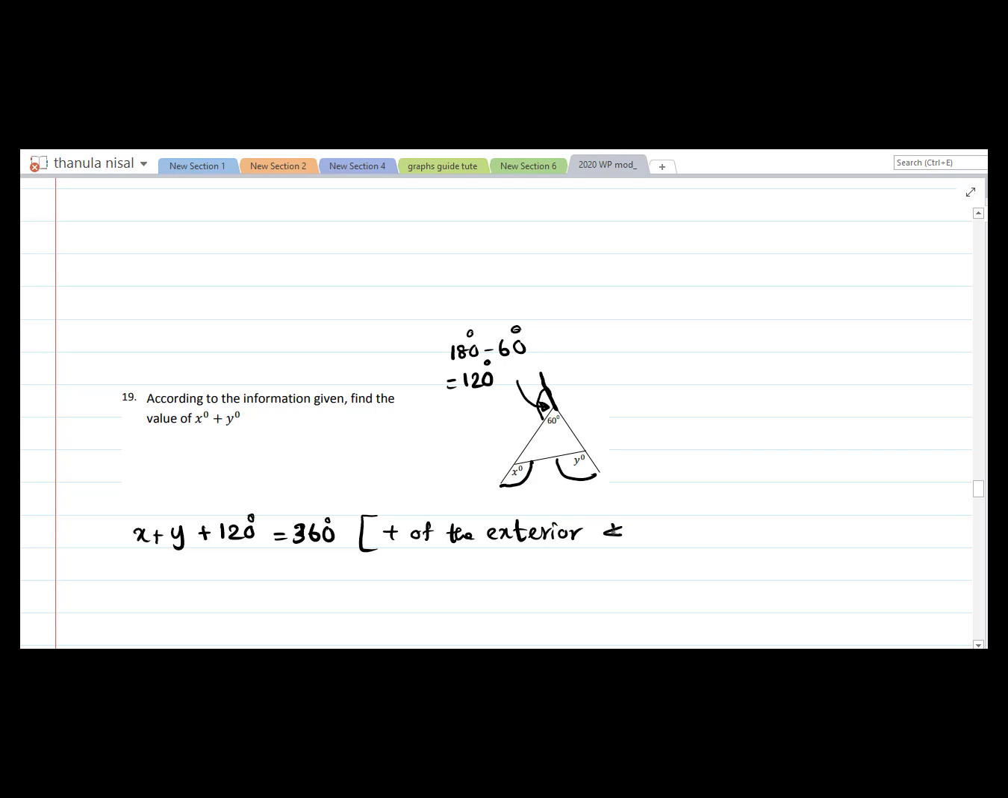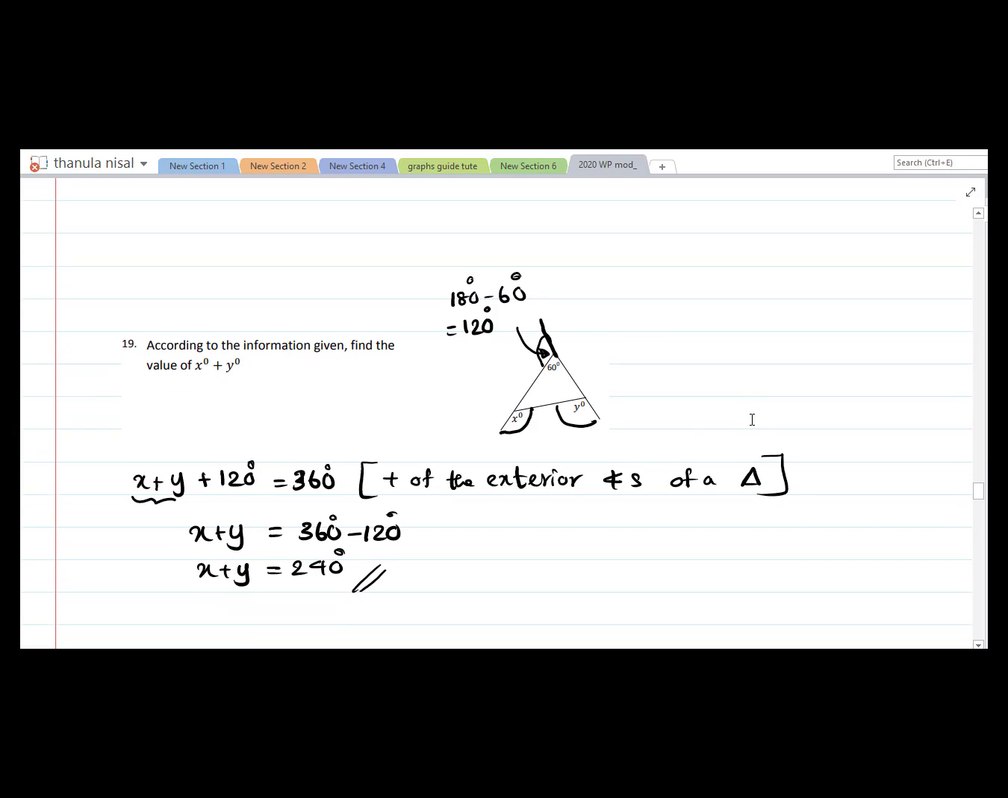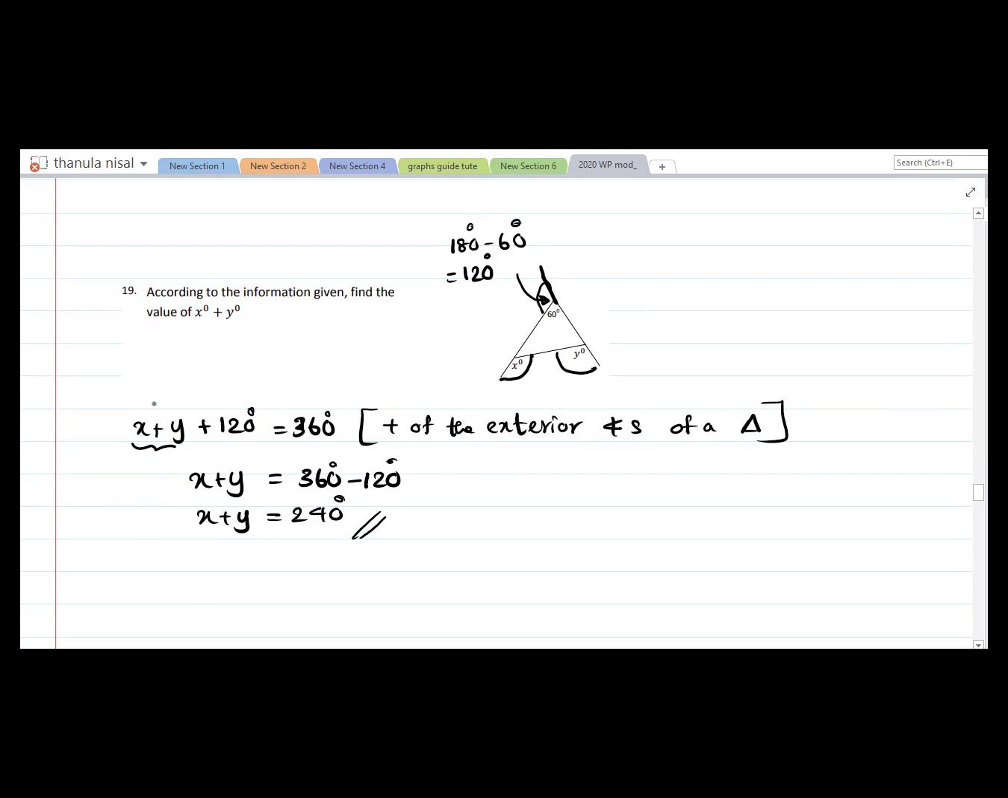That is the sum of the exterior angles of a triangle. Simply write down. Then just isolate these two terms as x plus y. Then 360 minus 120, that is 240. Okay. Let's write the degrees mark as they are given.